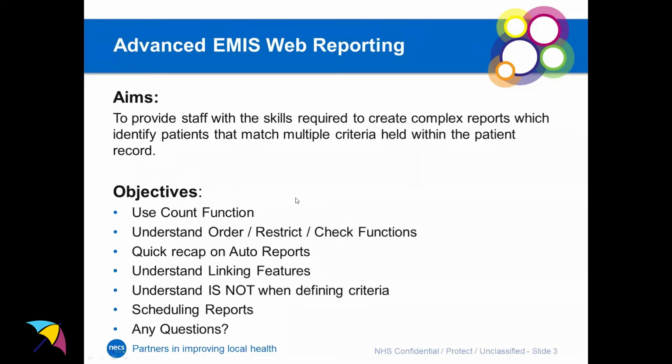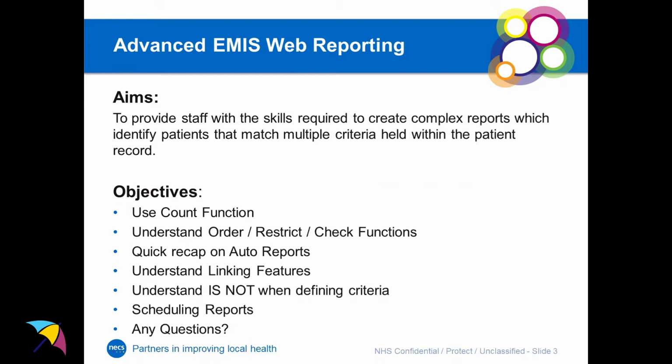Okay, so what are we going to do today? As we've said, when we say advanced reporting, we basically mean the more complex stuff than a simple clinical query. For example, how many patients have I got at my practice on warfarin? We're going to get a bit cleverer. We're going to use the count function. So looking at things like, how many patients DNA'd more than 3 times in a particular period? How many patients are on more than 6 repeats? That kind of thing. We're going to have a look at the order, restrict and check function tools when we add features in EMIS reports.